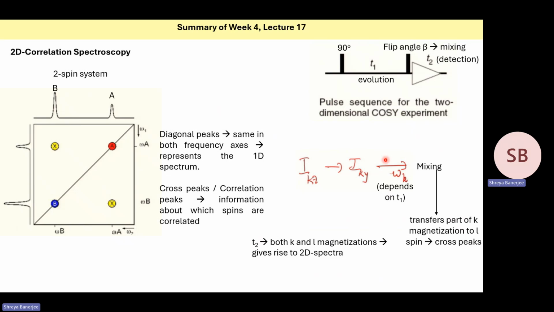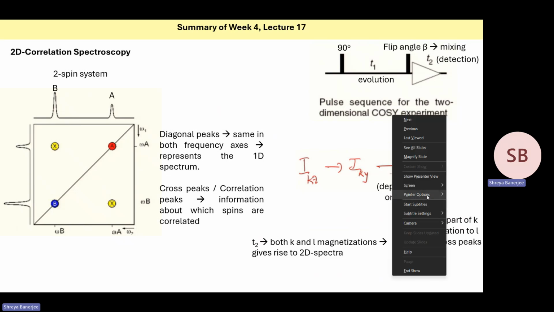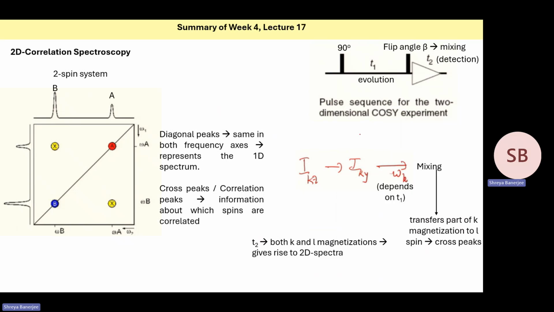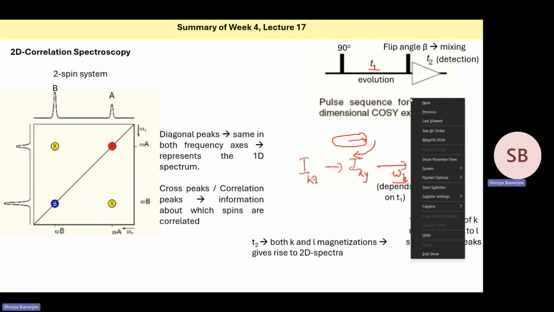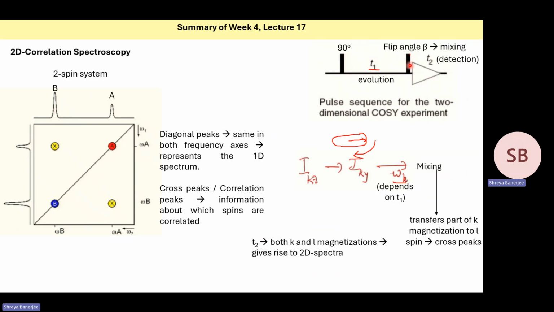By evolution of magnetization, we mean that the magnetization is rotating in the transverse plane. So we have given a time T1 and the magnetization will rotate with omega K. Then we are giving another pulse, the second pulse, and the flip angle of this pulse can vary. Here we have shown it as beta.